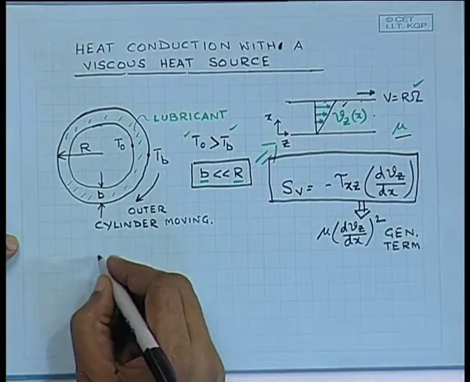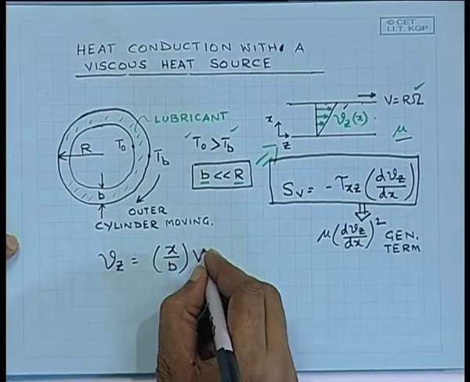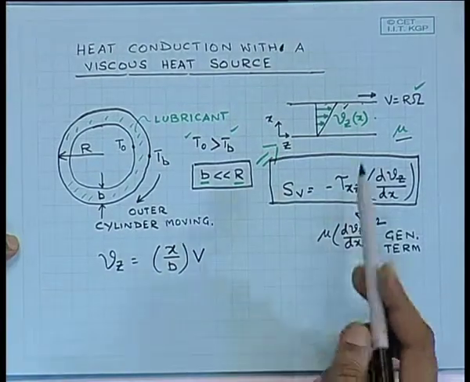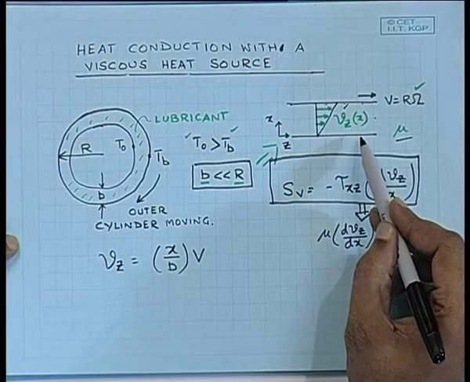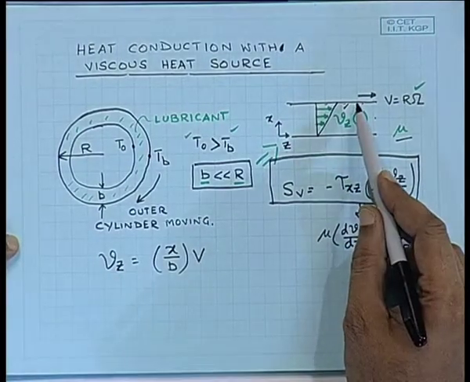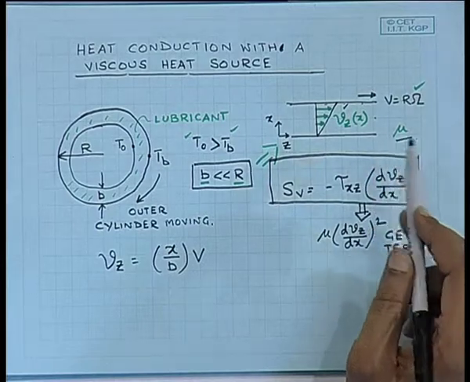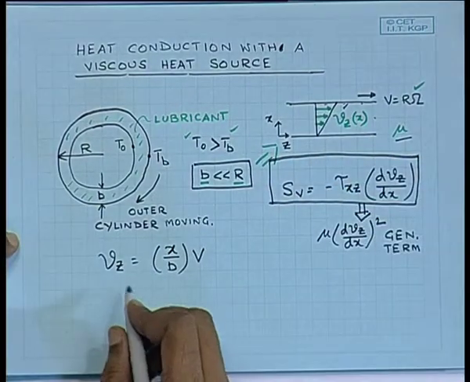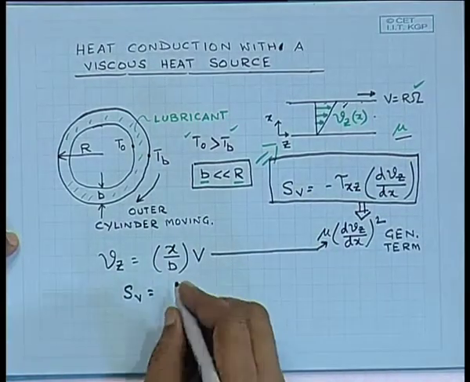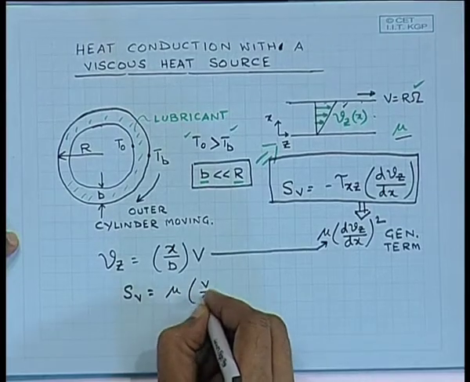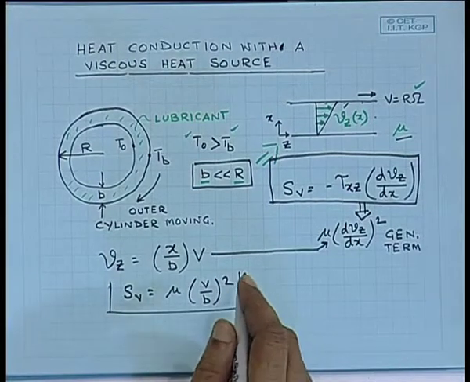Now, we also know that the velocity in the z direction, this we have done before, is x by b times capital V, where capital V is simply the velocity of the top plate. And this satisfies the two boundary conditions, that is at x equal to 0 on the bottom plate the velocity is 0, and when you go to the top plate the velocity is equal to the velocity of the top plate. So, no slip conditions are satisfied, and this specific form of velocity distribution we have already done. So, if we incorporate this in dvz dx, what we get for SV is simply of this form. So, this would be the source term in our equation.